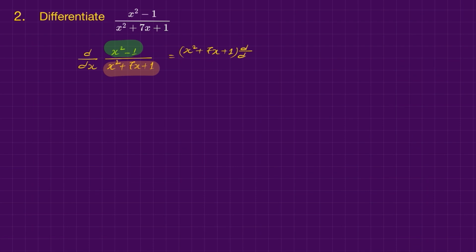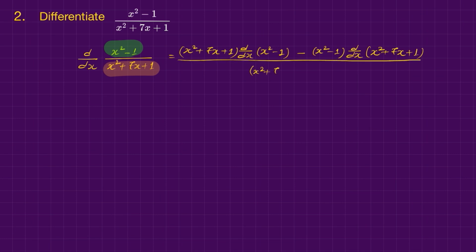Then differentiate the numerator, minus, let us write the numerator first, x square minus 1. Then differentiate the denominator, whole divided by the denominator square. So it will be whole square like this. So let us differentiate and make it simple. x square plus 7x plus 1.